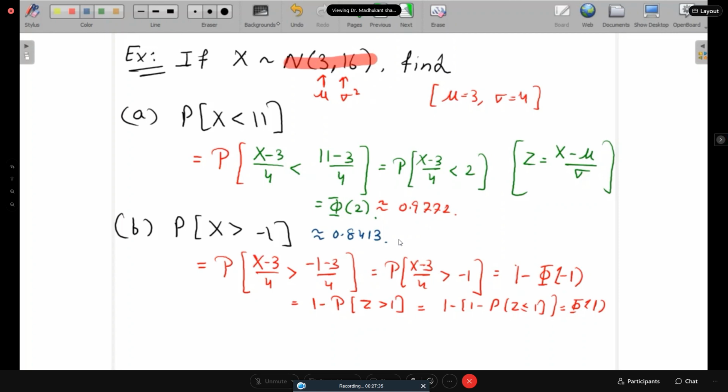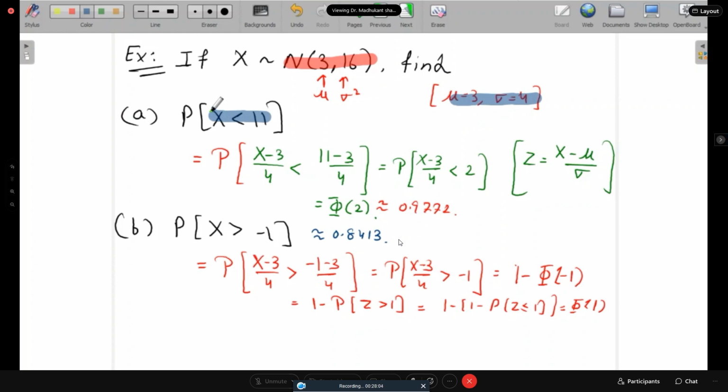It's very clear from the notation that mean mu is 3 and sigma squared is 16, which implies mu equals 3 and sigma equals 4. Standard deviation is always strictly greater than 0, so it's only 4, not minus 4. Now, let's say we are interested in finding the probability that x is less than 11.